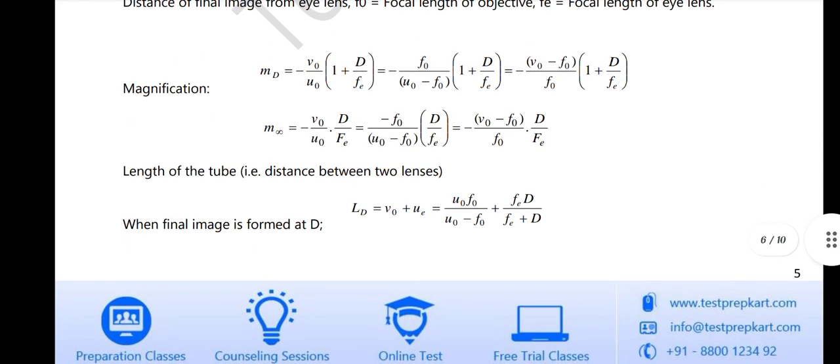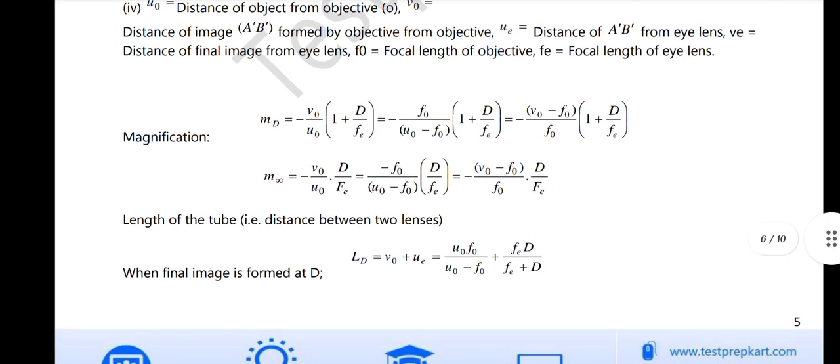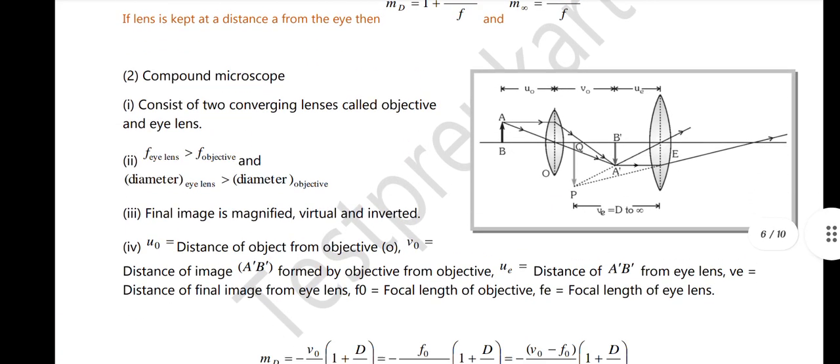After that, the formula becomes M infinity equal to minus V naught by u naught into D by f_E, that is equal to minus f naught by u naught minus f naught into D by f_E, that is equal to minus V naught by f naught into D by f_E. The length of the tube, or distance between the two lenses, L_D is equal to V naught plus u_E, that is equal to u naught f naught by u naught minus f naught plus f_E D by f_E plus D. This is the formula we use.